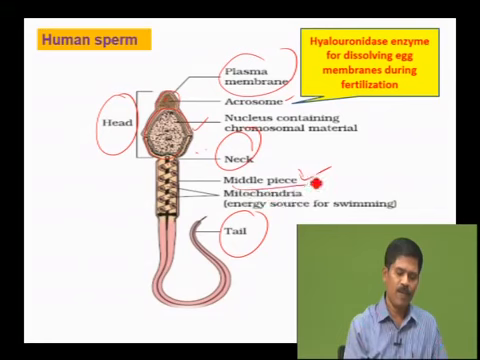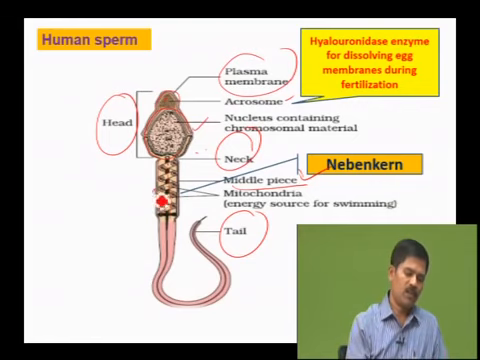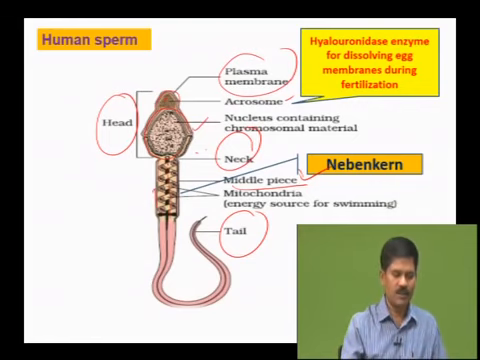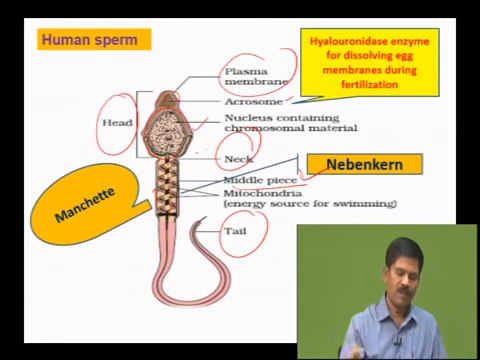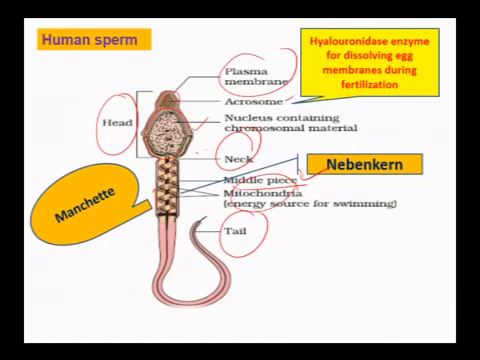Then the middle piece is the middle part of the sperm. In the middle part, you can see the axial filament is surrounded by spirally coiled mitochondria. These are known as nebenkern. The cytoplasmic sheath around the nebenkern is highly reduced. This is known as manchette. The mitochondria present in the middle piece provide the necessary energy for the movement of sperms in the female genital tract during fertilization. Then the next region is called the tail.